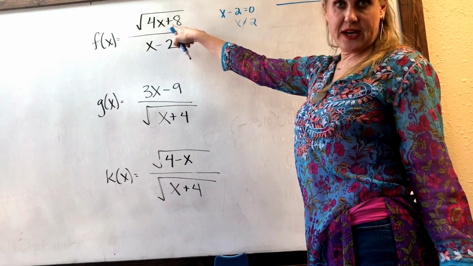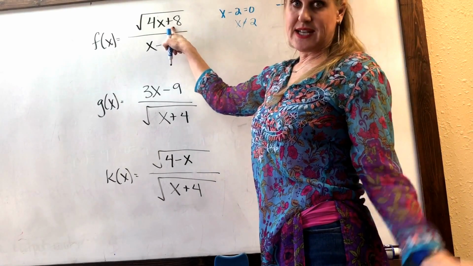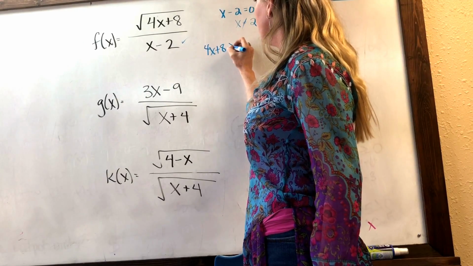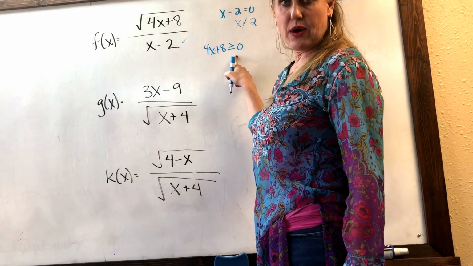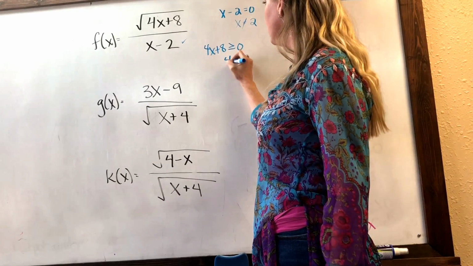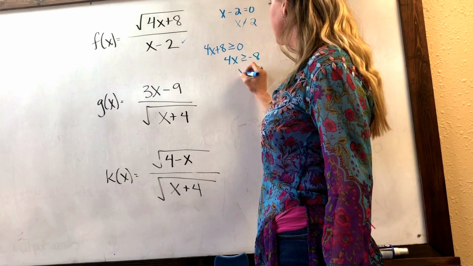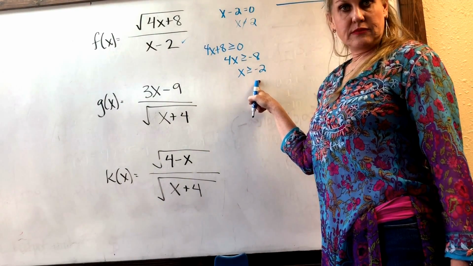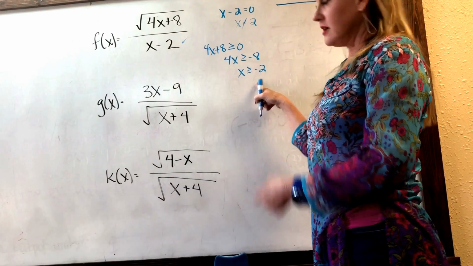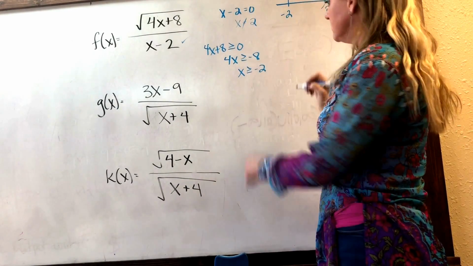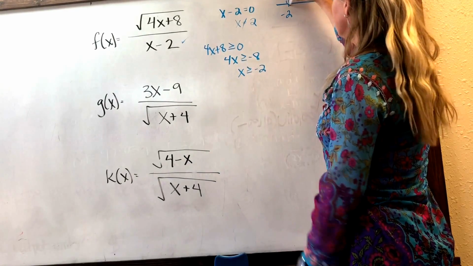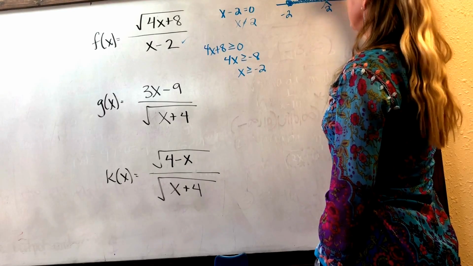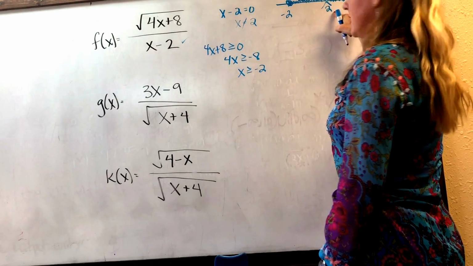Now we'll look at the numerator. We got to keep the radical sign happy. The radical sign is in the top, so we take the radicand and we make it be greater than or equal to 0. Solve for x. For x greater than or equal to -8, x greater than or equal to -2. So this on the number line, I'm going to go to -2. I'm allowed to grab it, and I can pick any number bigger than that, but I still can't have +2.